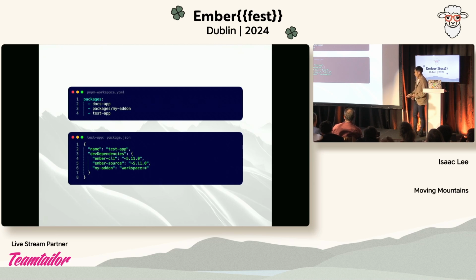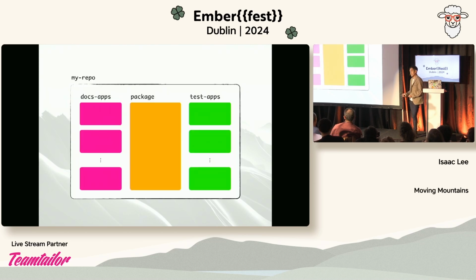Now that we can create more than one add-on, here's an interesting idea: to create many docs apps and test apps for just one add-on. When should we and should we not do this? I'll give you some time to think about it.